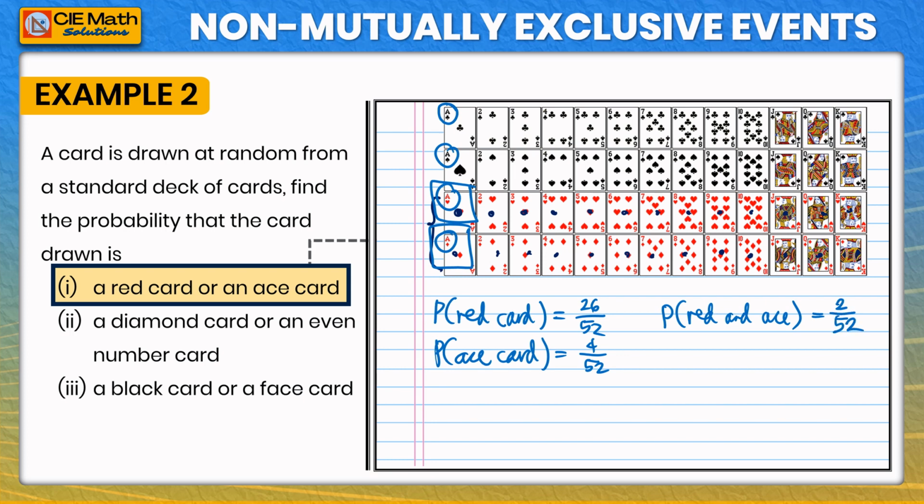If we would like now to find the probability of a red card or an ace, that will then be 26 over 52 plus 4 over 52 minus the common between them, which is 2 over 52, which will give us an answer of 28 over 52. Simplifying further, 28 over 52 is equal to 7 over 13.